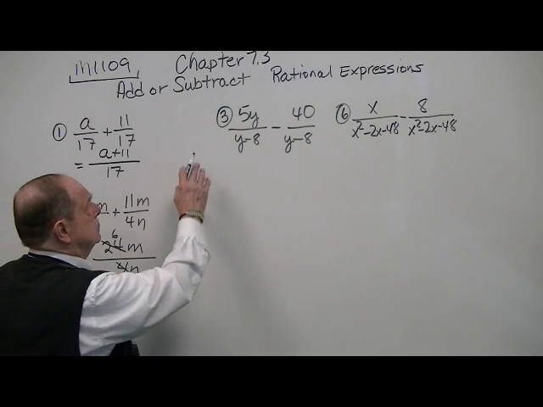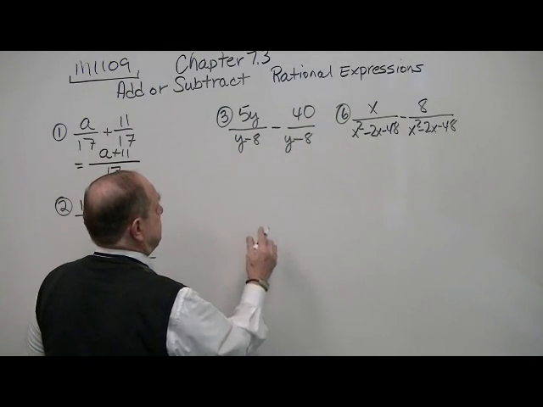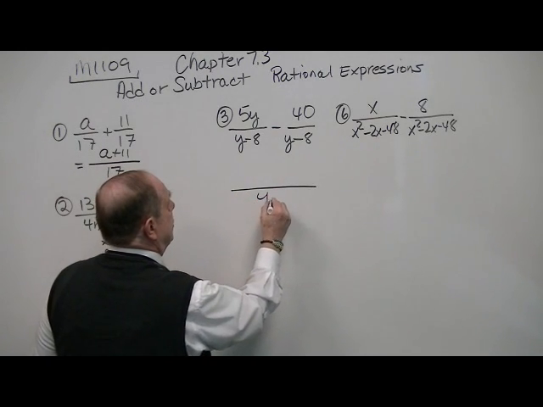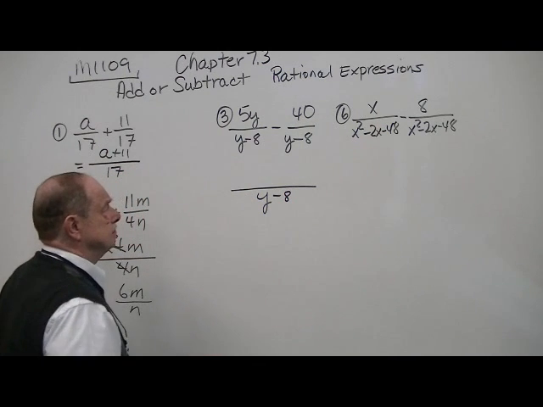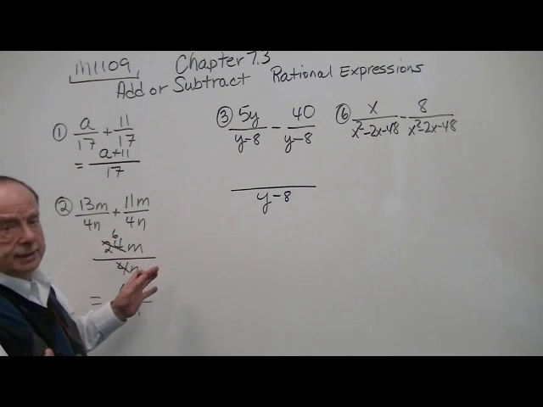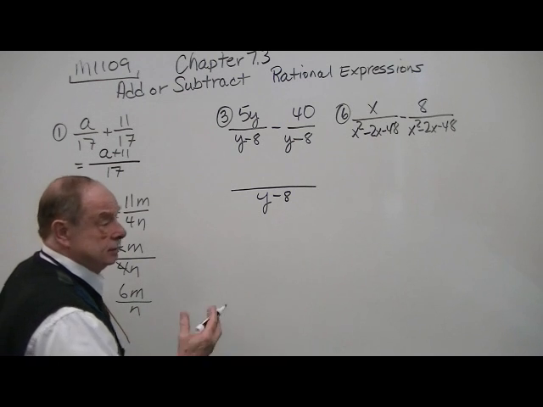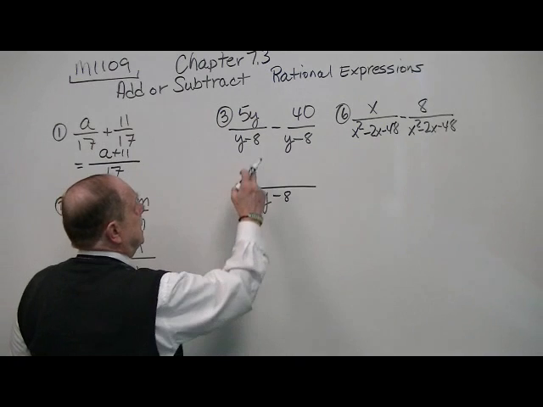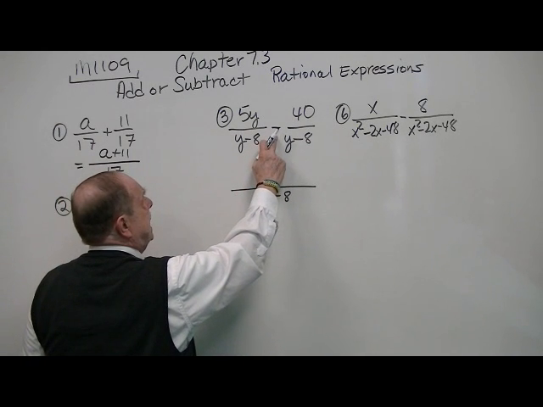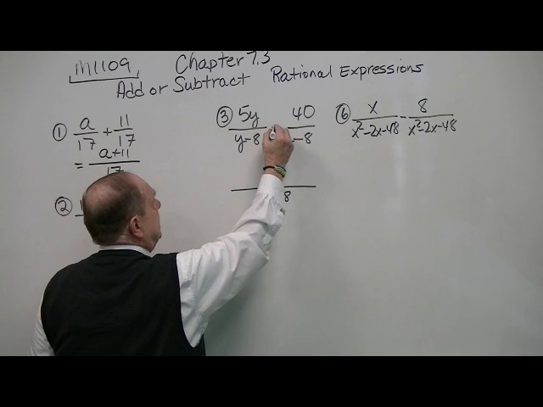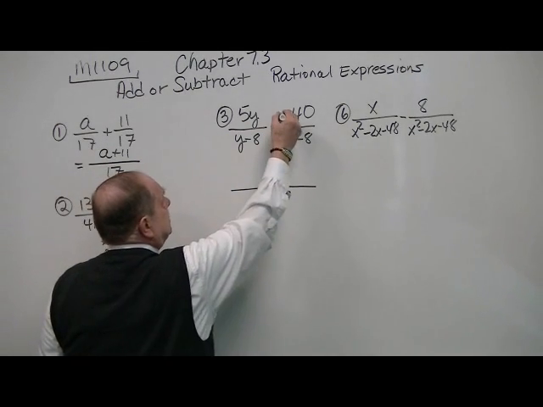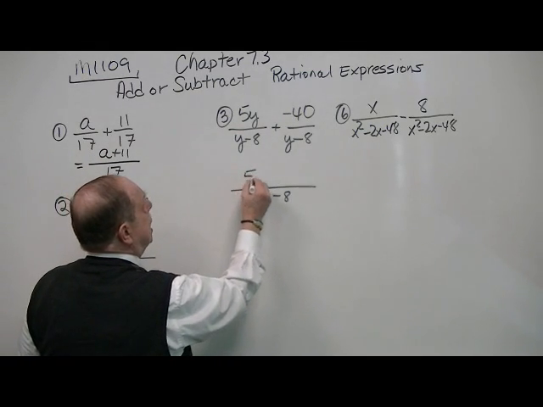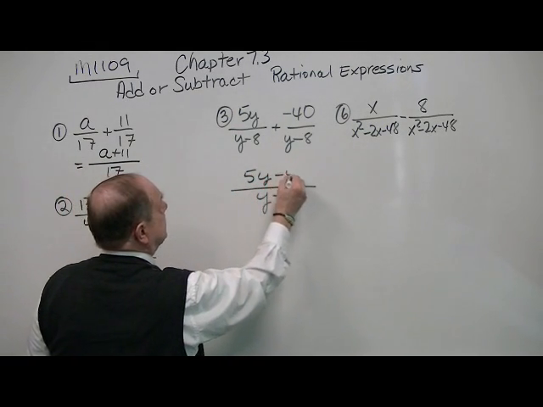All right, going on to number 3. Again, our common denominator is going to be y minus 8. And what I'm trying to show you again is a way to do it that could perhaps be helpful to you. Now here we have a negative, so I can make this a plus and put the negative up there. So now this becomes 5y minus 40.